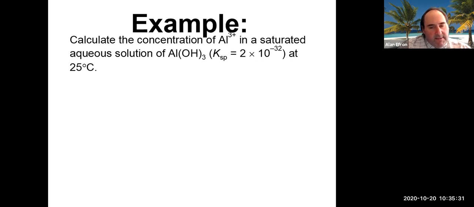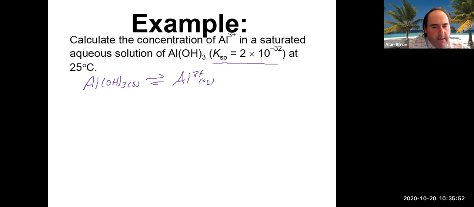Okay, so let's take a look at this one. In this case, again, we're just given the Ksp, so we do want to pretty much do an ICE table. We're going to start with breaking this apart correctly. We have some aluminum hydroxide, which is going to get us an aluminum ion plus 3 hydroxides here.